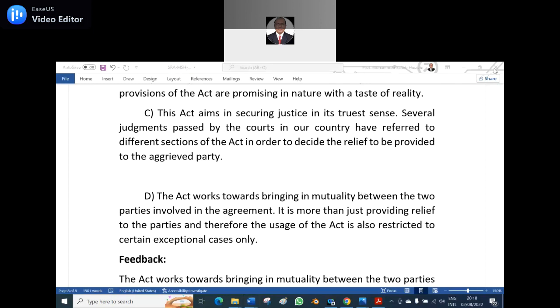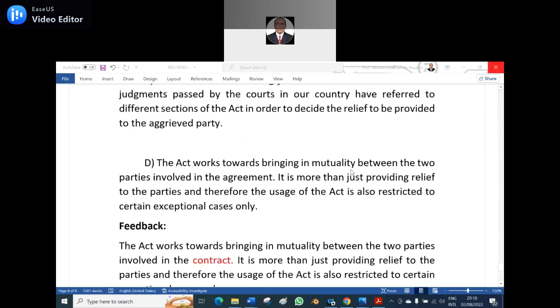See, if you closely observe it, all contracts are agreements, but all agreements are not contracts. Is it clear? Yes. So here, the Act works towards bringing in mutuality between the two parties involved in the agreement. It is not in the agreement, it is in the contract.